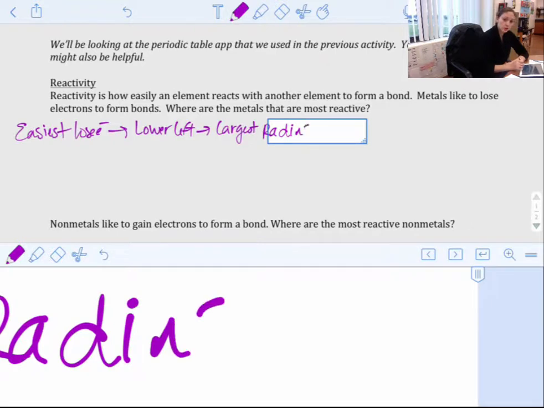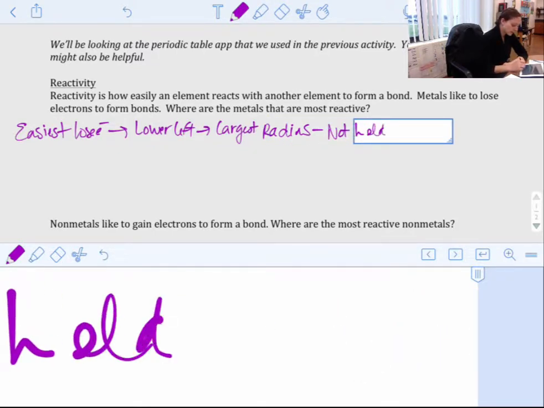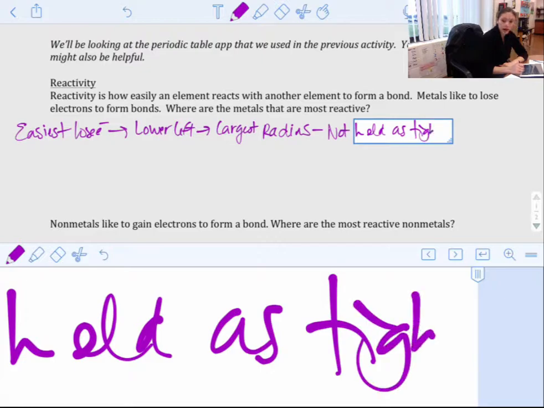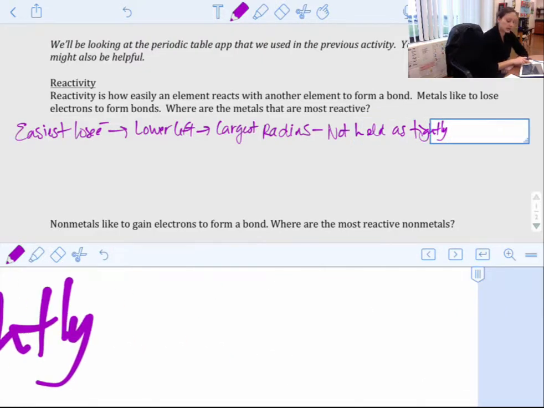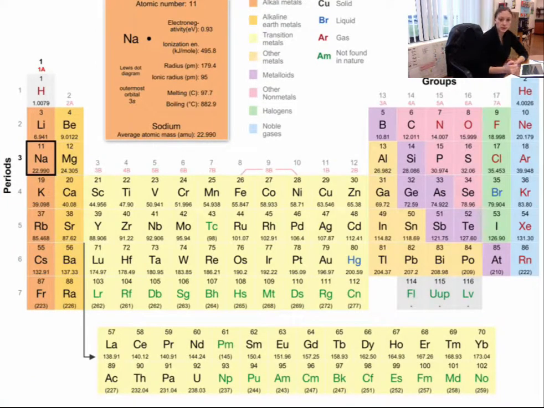Since it's the largest radius, that means the electrons are furthest away. They're very easy for somebody else, a non-metal, to come by and take. So these are ones that are just not held as tightly, which makes them very reactive. So we're looking at things in the lower left again. That's going to be something like francium, cesium, barium, radium. Those are all some of the more reactive elements overall.